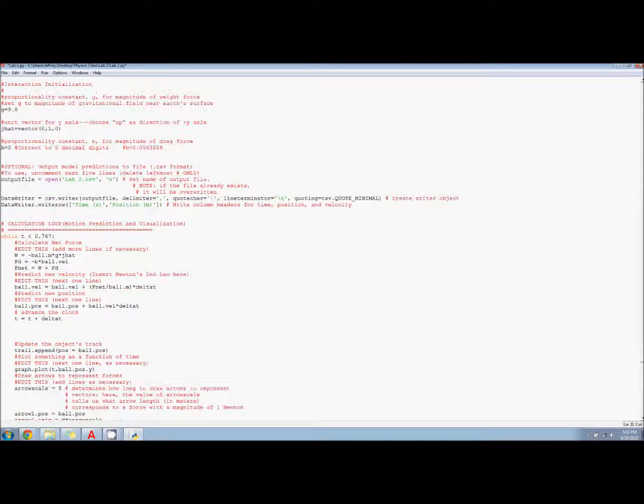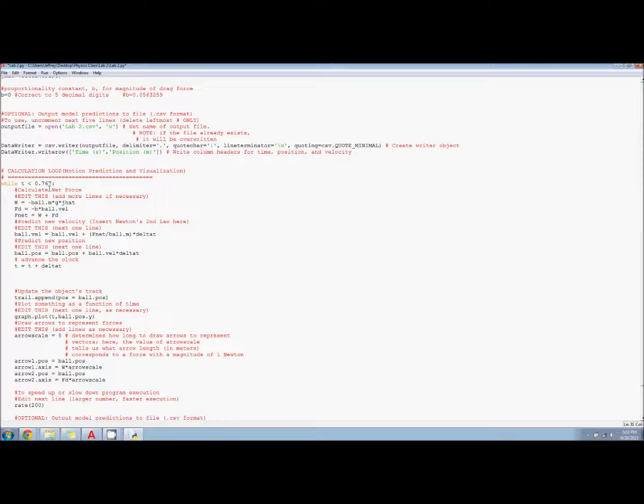For this model, I chose to make drag equal to 0, so that the only force acting on the ball is gravity. For my loop, while time is less than 0.767 seconds, we will calculate gravity, drag, and the total of those two things, which will impact the ball's velocity, and that therefore will change the position of the ball over time. Here I will show the model.